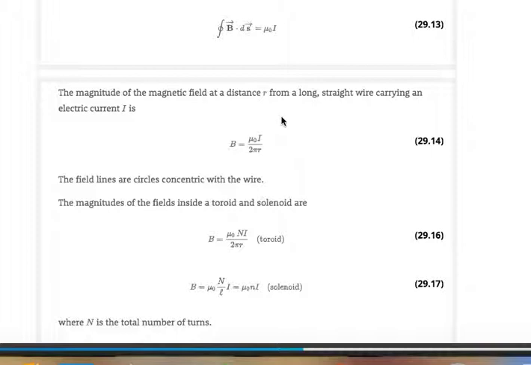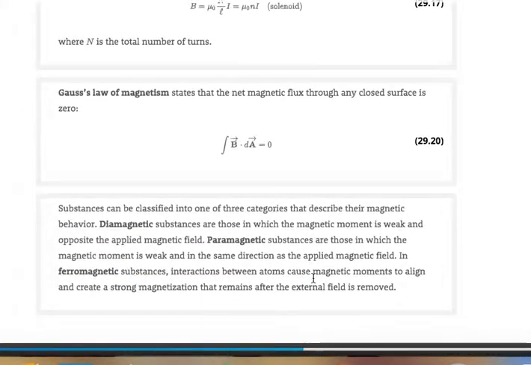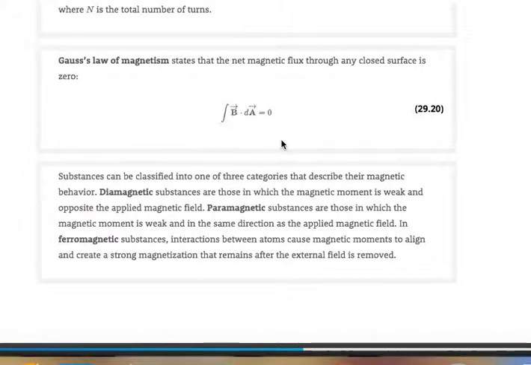This around a current carrying wire is a circle, right? It's a cylinder there. For this one, around a toroid, it was also a circle, but there were n loops. And around a solenoid, it's just the length of the solenoid. We just did that, Gauss's law of magnetism, and then here are the definitions of those three types of materials.